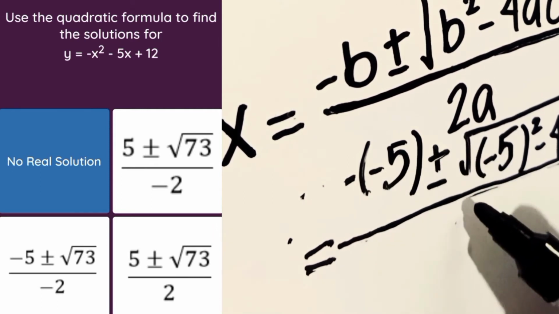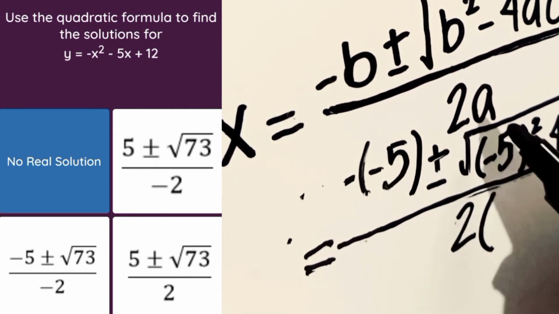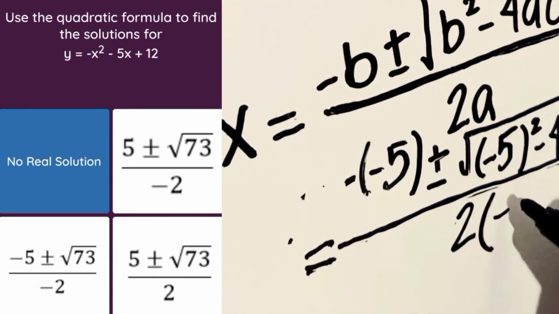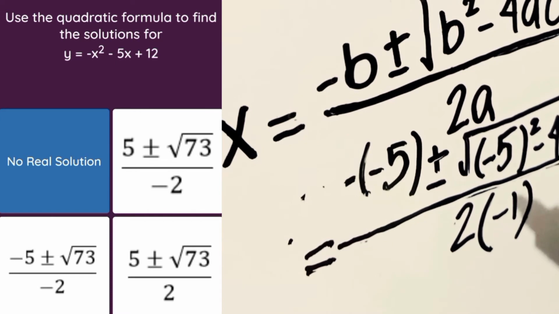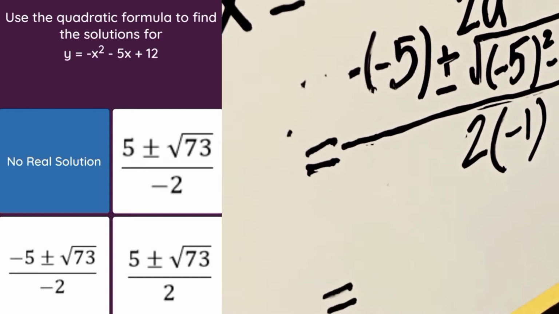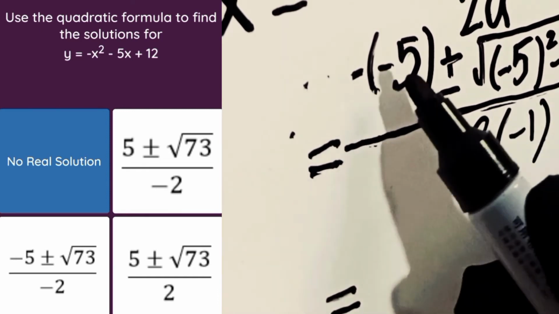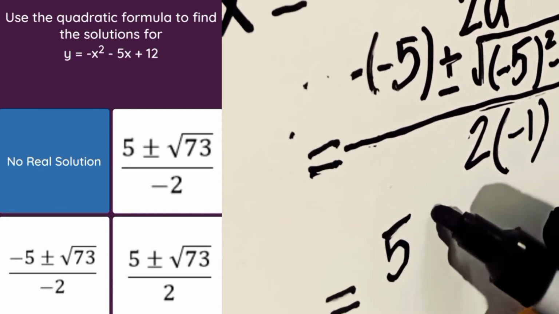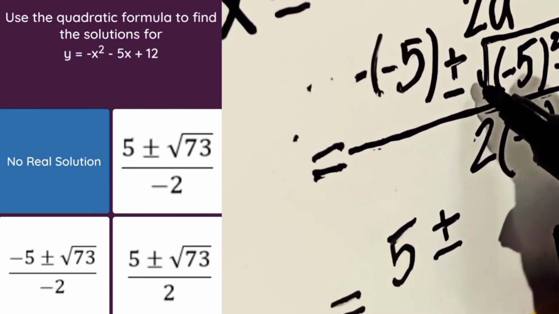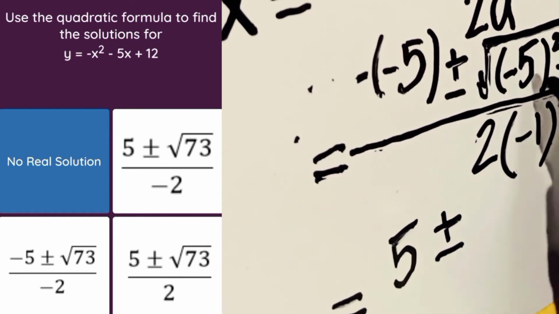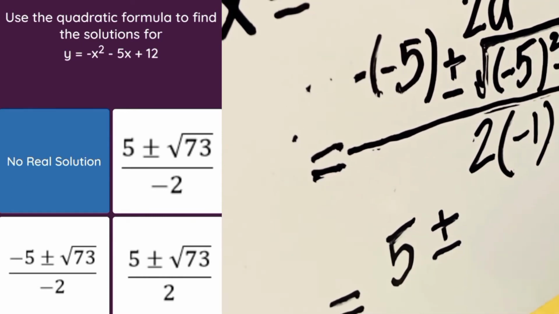Then we have 2a, and a equals -1, so we write down -1. It's time to evaluate to get the value of the two roots. We have the negative of -5, which will be negative times -5, which is +5, plus or minus the square root of... The one inside is called the discriminant.